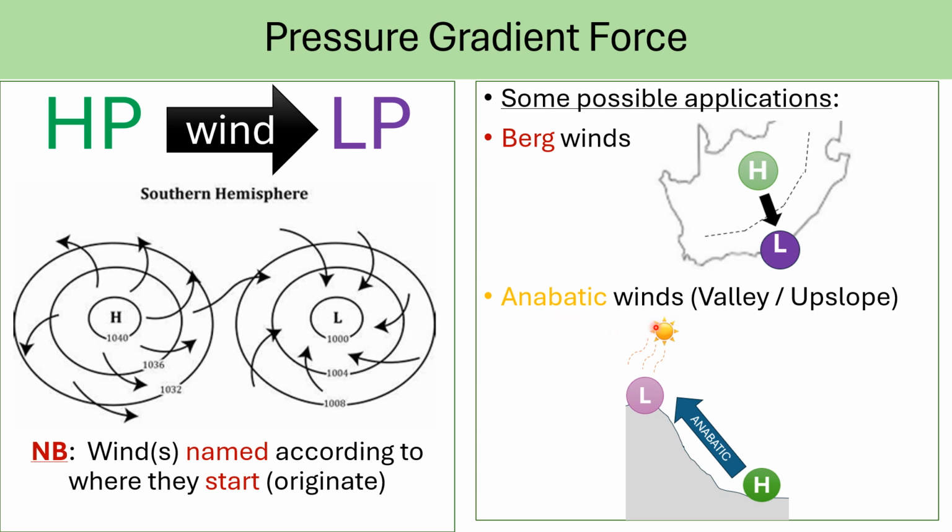Anabatic winds are also called valley winds as they originate on the valley floor and blow upslope towards the top of the valley. For this to happen under the pressure gradient force, the high pressure has to be in the valley and the low pressure at the top of the slope. So what exactly creates this low pressure at the top of the slope? During the day, there is an increase in the temperature at the top of the slope as the sun heats the top of the slope first during the day.